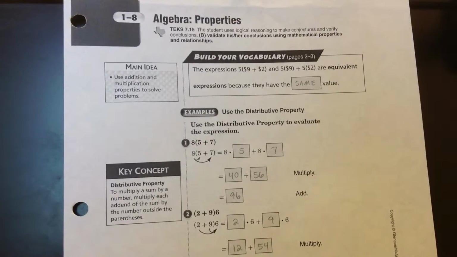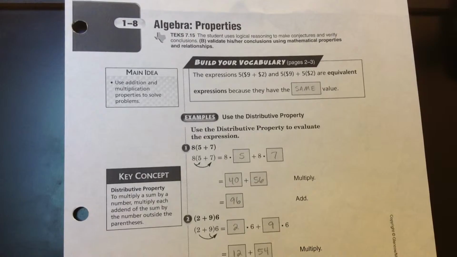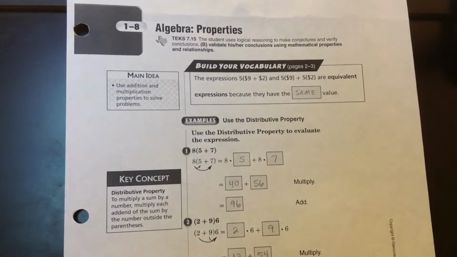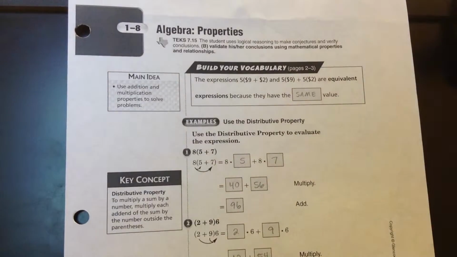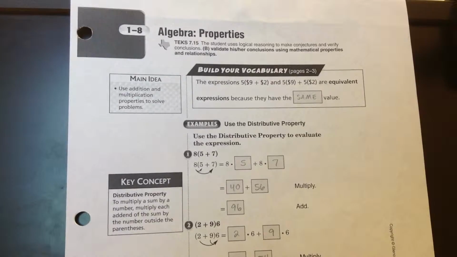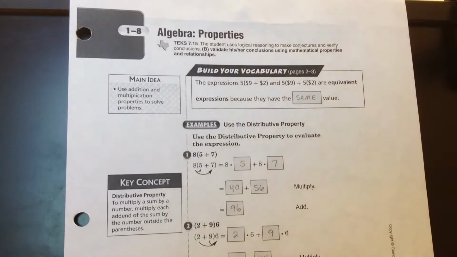Chapter 1, Section 8 is over algebra properties. The main idea here is to use addition and multiplication properties to solve problems. And there's one vocab word we need to go over: the expressions 5(9 + 2) and 5(9) + 5(2) are equivalent expressions because they have the same value.